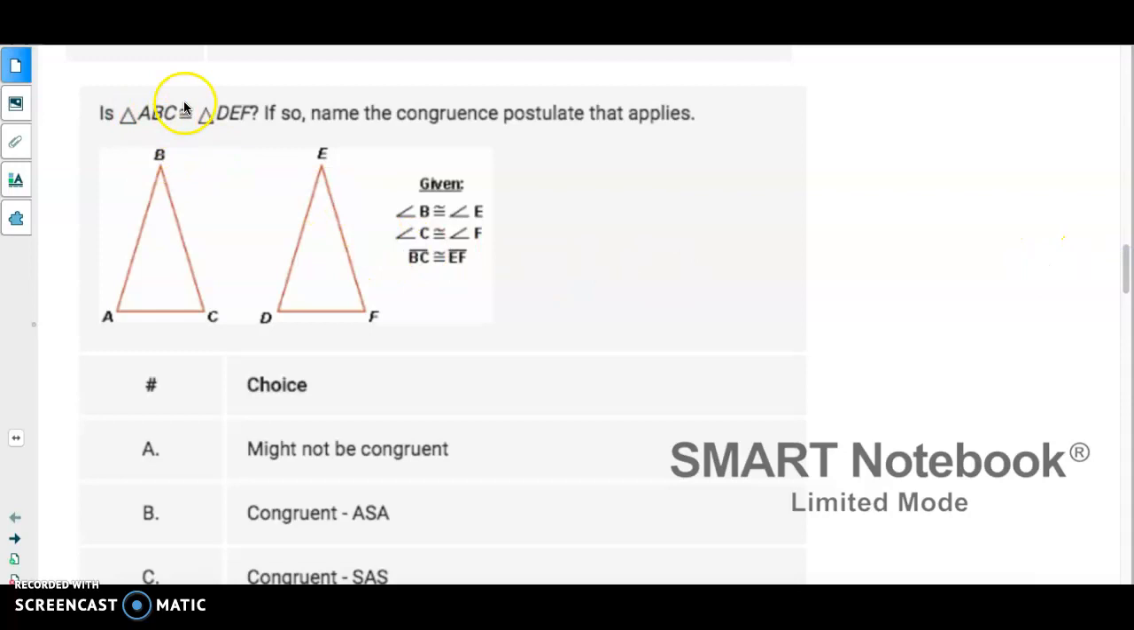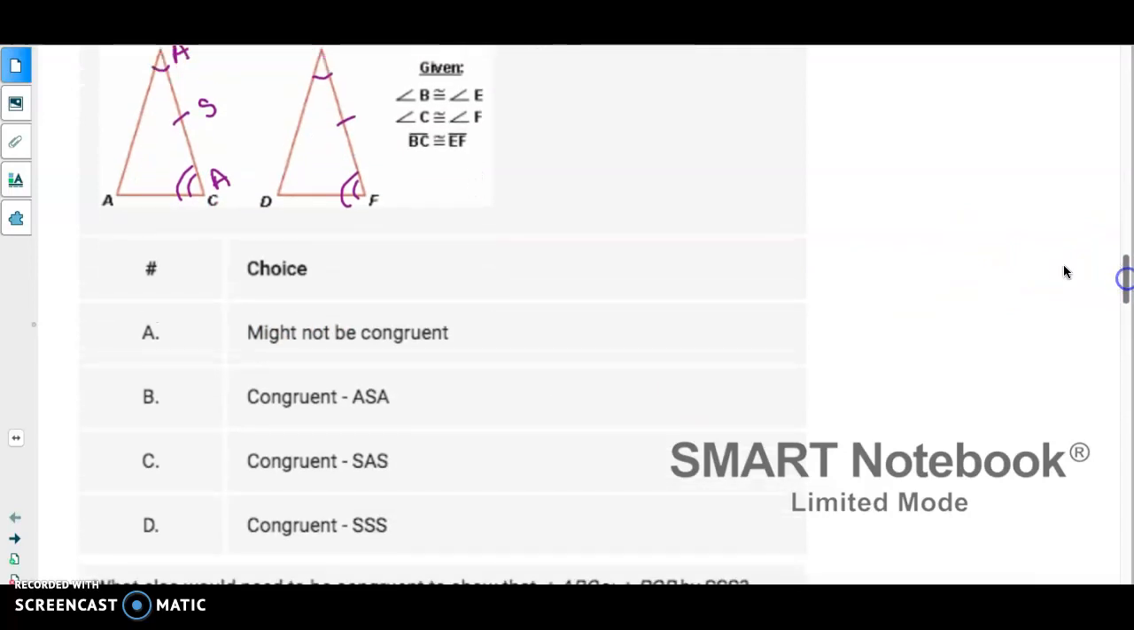So is ABC congruent to DEF? And we're given that angle B is congruent to E. We are given that C is congruent to F. And we're given that BC is congruent to EF. Okay, so here we have angle, side, angle. Are these congruent? Yes, angle, side, angle is a congruent statement.